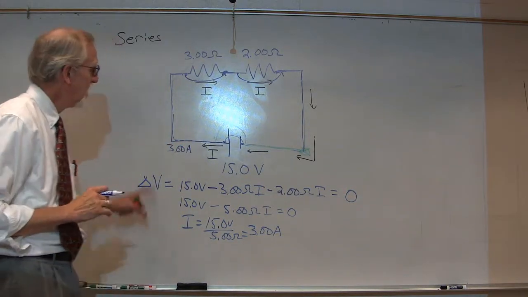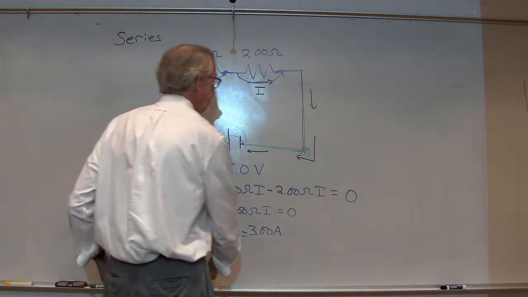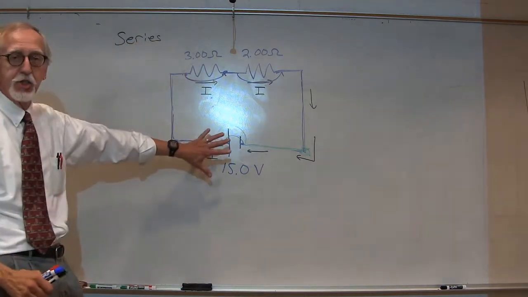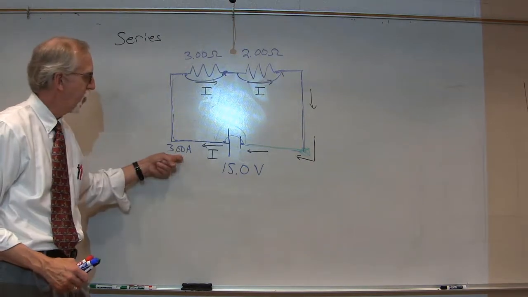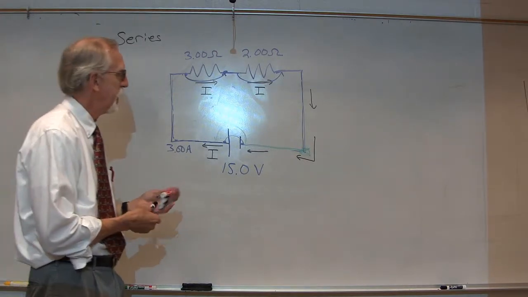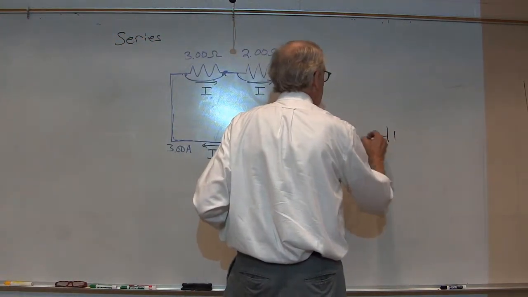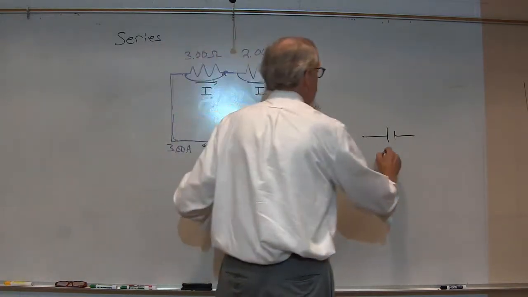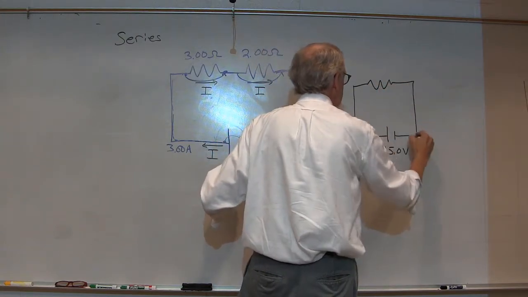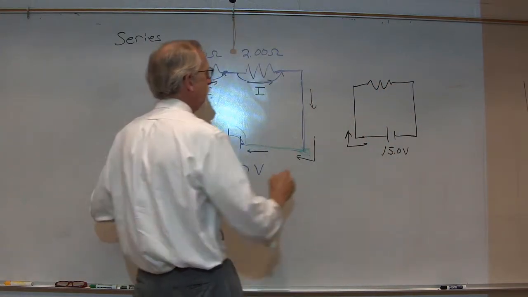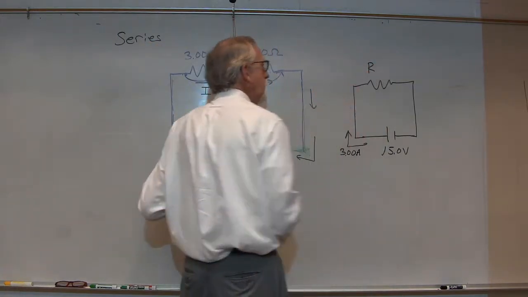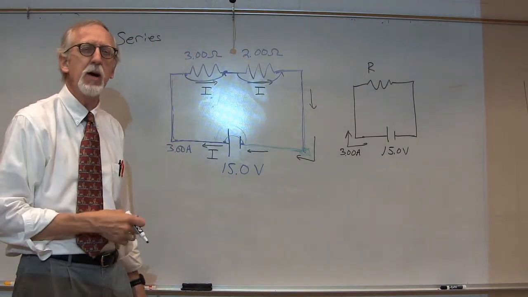Excellent. Very, very good. Now, let's just imagine for a second, could we have made this circuit with the same voltage and the same current, but with only a single resistor? Well, could we have made a circuit that looks like this? Basically a 15-volt power supply, but connected to a single resistor that would give rise to the same current, 3 amps. What resistance could we put up there to give us the same response in the circuit?